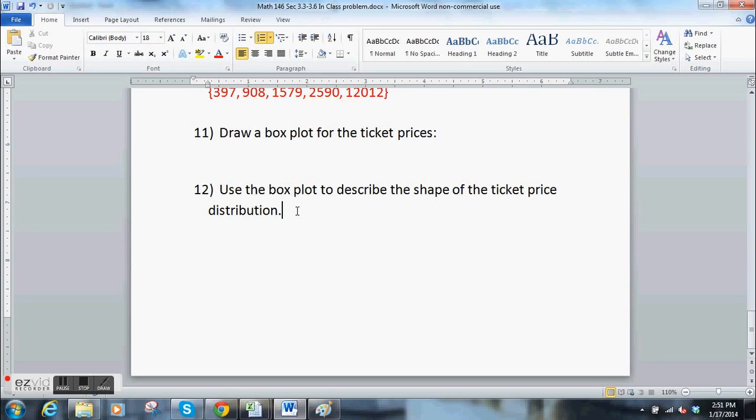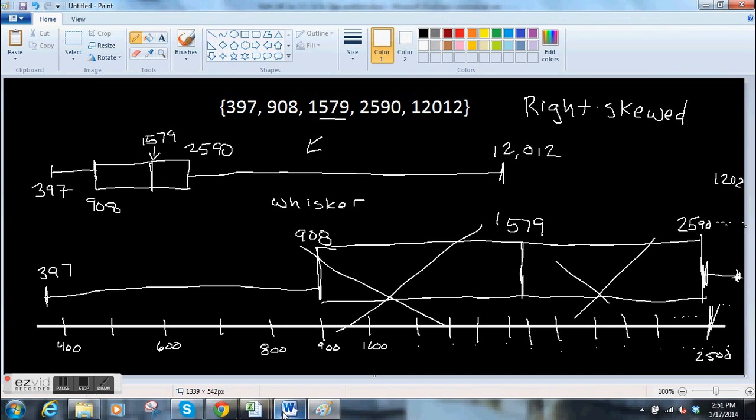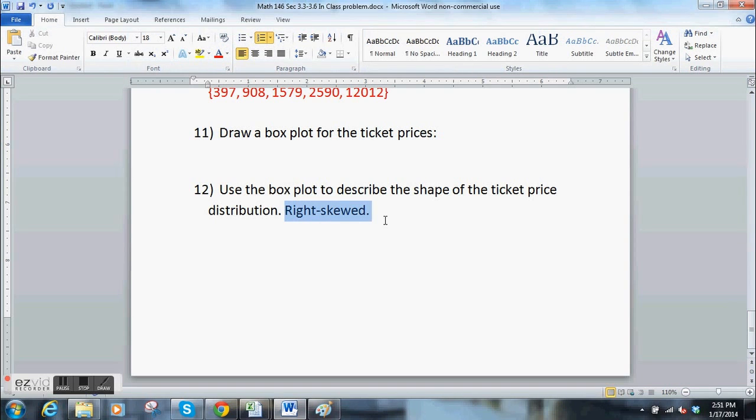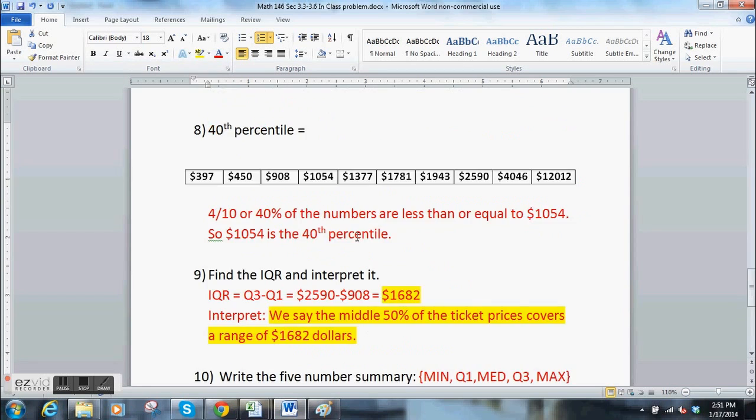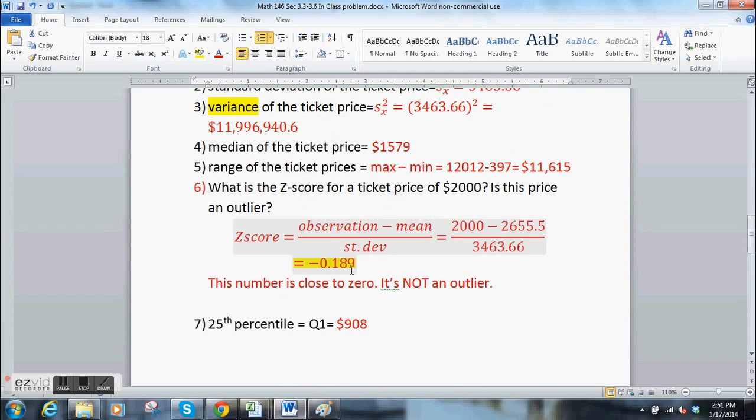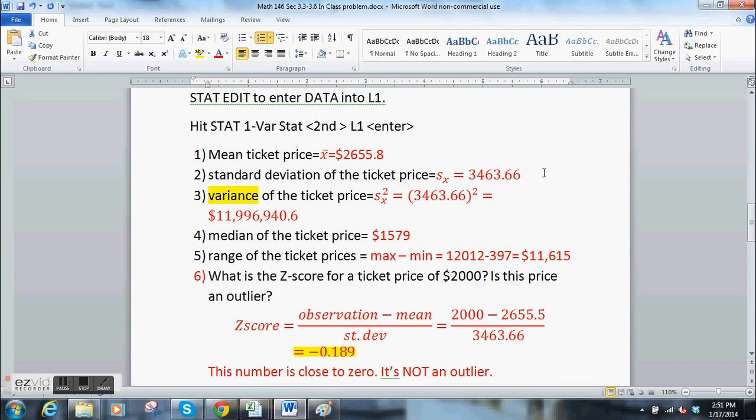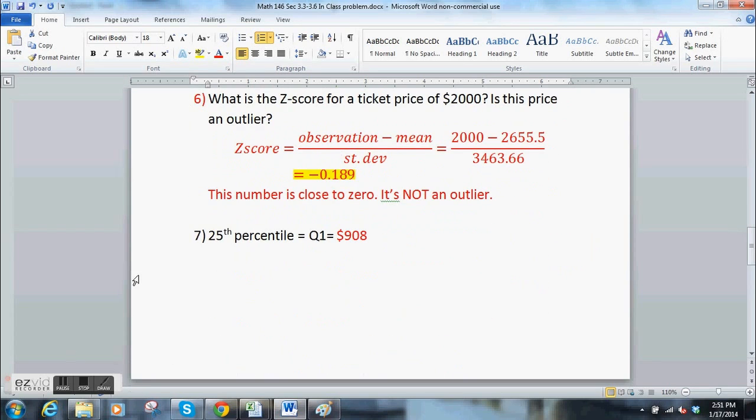So that answers the question here. Use the box plot to describe the shape of the ticket price distribution. The answer is right skewed because of the long right whisker. So that is how you would answer all of those questions. Again, you really want to use your calculator or you're going to be doing a lot of hard calculations, mainly for the standard deviation. So hope that helps you answer a question like that for the test.